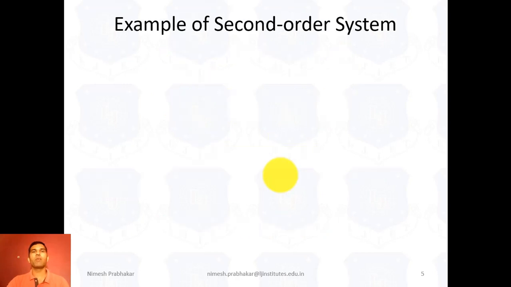Now, for better understanding, we take one example of second order system. We get second order system by series connection of two first order systems. So we can get second order system by connecting two first order systems in series, and we can also get second order system differently. But here we see the example of U-tube manometer. A simple second order system, the U-tube manometer.